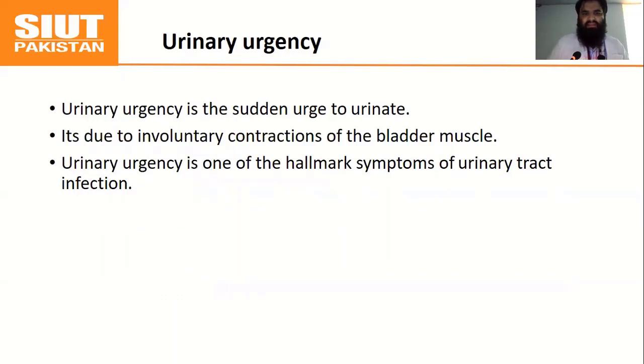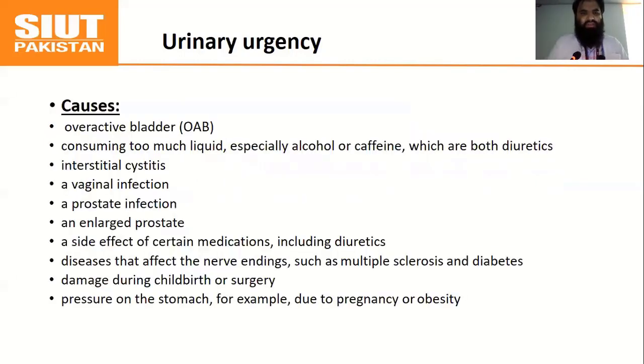Urinary urgency is a sudden urge to urinate due to involuntary contraction of the bladder muscles, and is one of the hallmarks of UTI. Causes of urinary urgency are overactive bladder, too much liquids like alcohol, caffeine, and diuretics, interstitial cystitis, vaginal infection, enlarged prostate, side effects of certain medications, diseases that affect the nerve endings like multiple sclerosis and diabetes, damage during childbirth or surgery, and pressure on the stomach due to obesity or pregnancy.